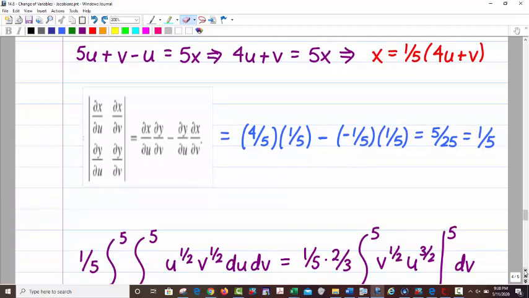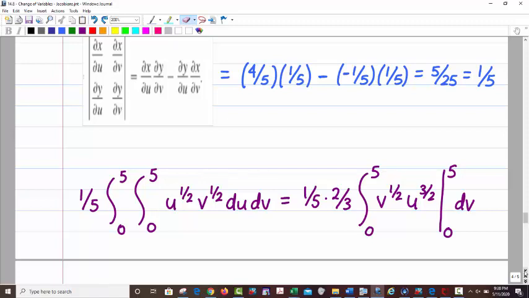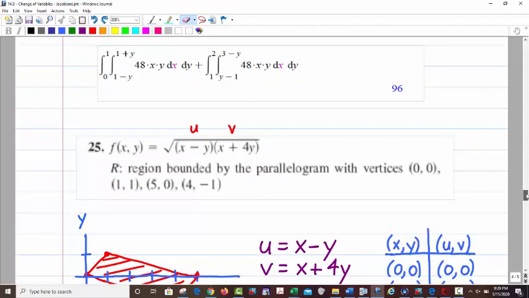And we take the absolute value of that, but of course, since it's positive, that's not critical. The absolute value is already positive, so I took the 1/5 of the Jacobian all the way to the outside. Our original integral is basically now the square root of u times v, and because u and v are multiplied, you can break those square roots up. Not if they were added or subtracted. People really have trouble with that. I don't know why, but it should be easy.